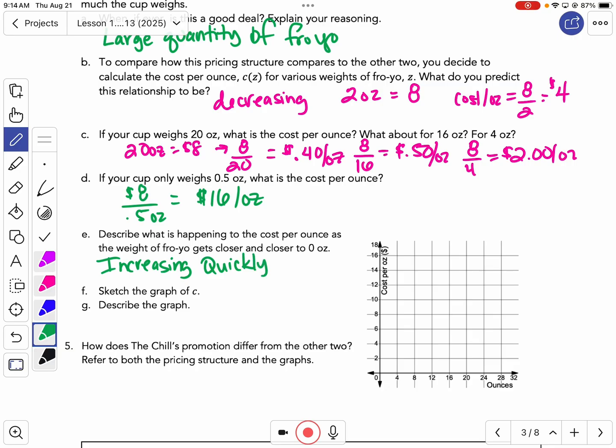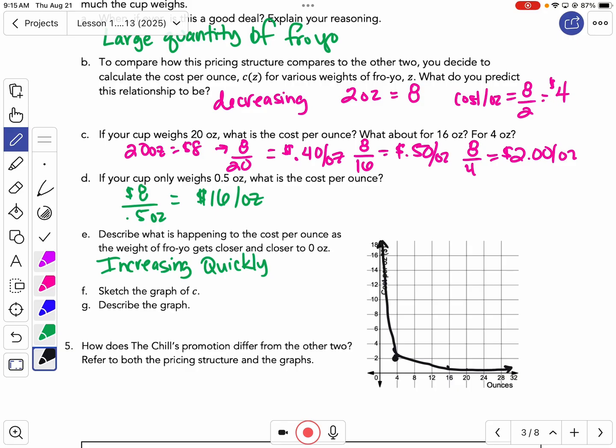Okay, so if we wanted to sketch the graph, let's take some of these values that they gave me, all right? So we did 4 ounces, we said it was $2. At 16 ounces, we said it was 40 cents. At 20 ounces, we said it was 50 cents. And then we had 40 cents, okay? At half an ounce, we said it was 16, so it's way up here. So it looks like my graph is doing something like this.